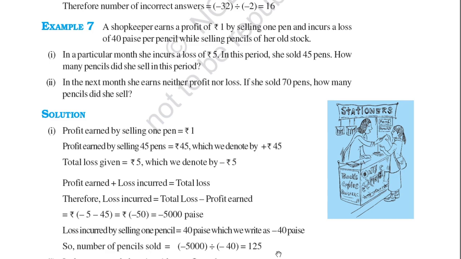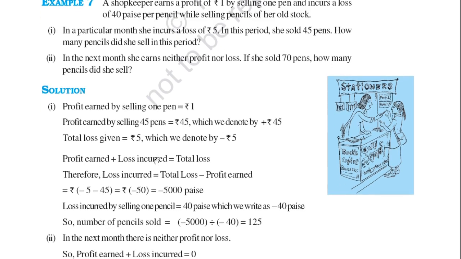So profit earned by selling 1 pen is 1 rupee. You can see here, profit earned by selling 45 pens is equal to 45, which is denoted by positive rupees 45. The loss is given as 5, so we can denote it by minus 5. So profit earned plus loss incurred is equal to total loss. Therefore, loss incurred is equal to total loss minus profit earned. So here the loss is minus 5 minus 45, which will become minus 50.